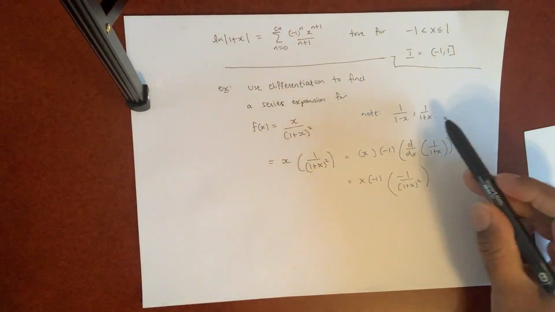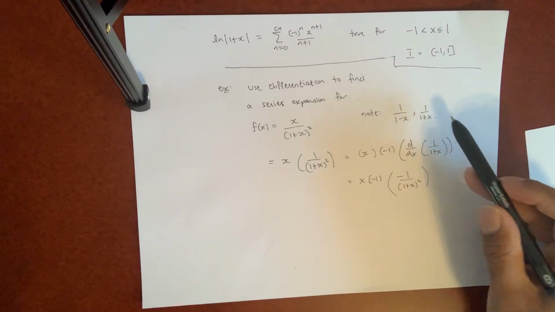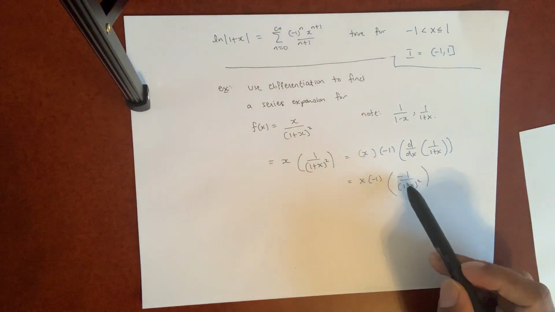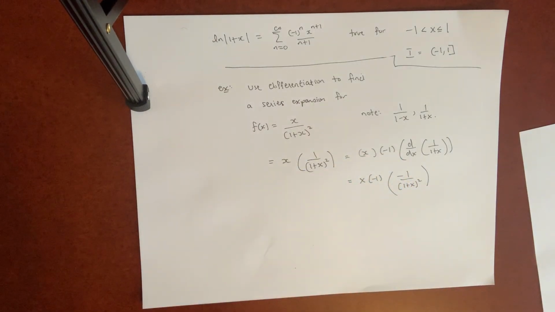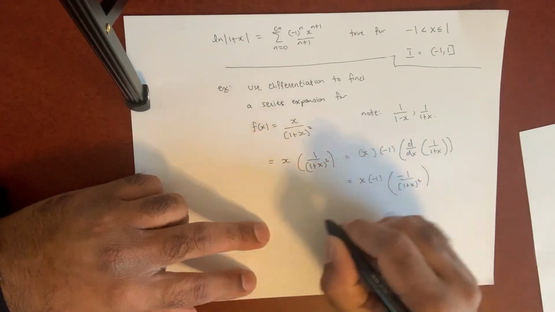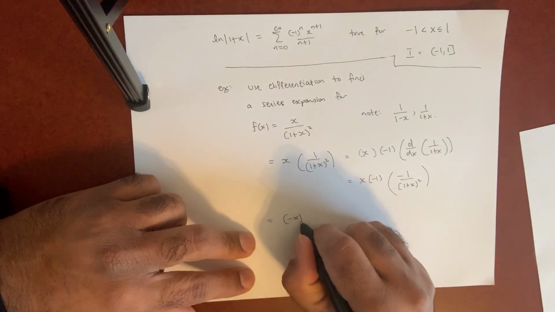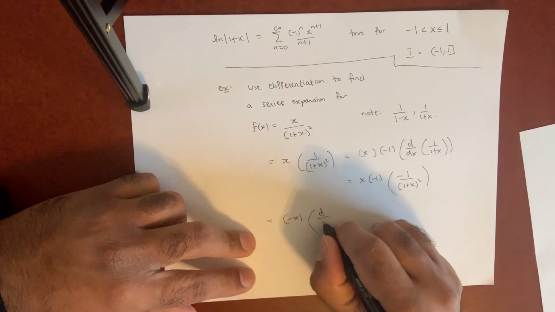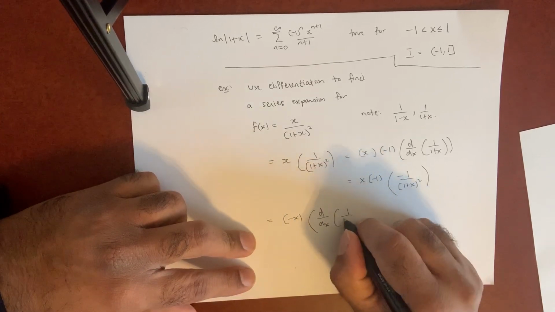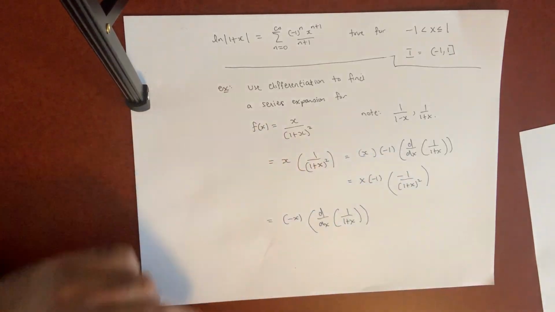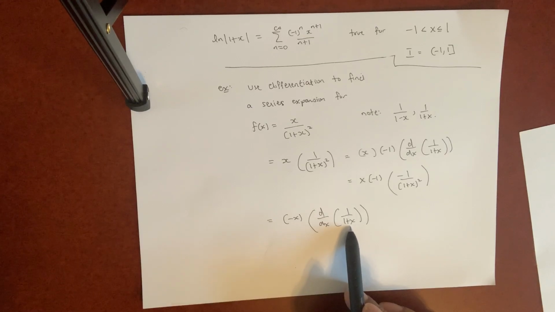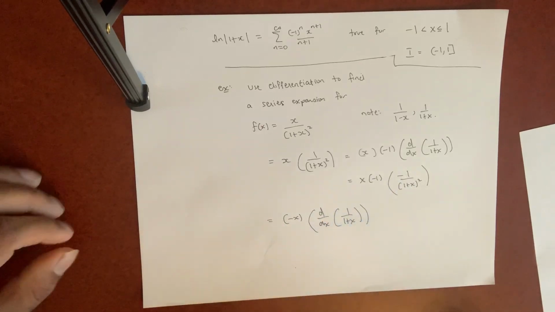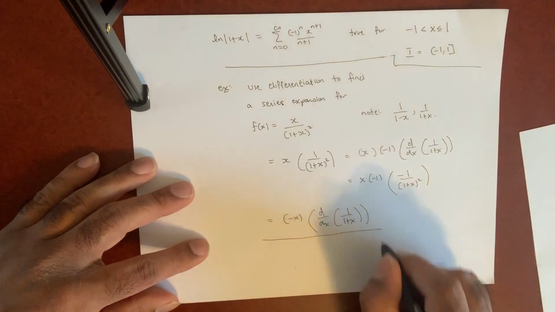We can write 1 plus x as (1 plus x) to the minus 1 power. Take the derivative, you'll get -1 times (1 plus x) to the minus 2, which is exactly what we have here. So essentially, this is equal to minus x times the derivative of 1 over 1 plus x. And that's the way we're going to think about it, because we know the series expansion for 1 over 1 plus x, and we can take the derivative of that. Okay, so this is the idea of the problem.